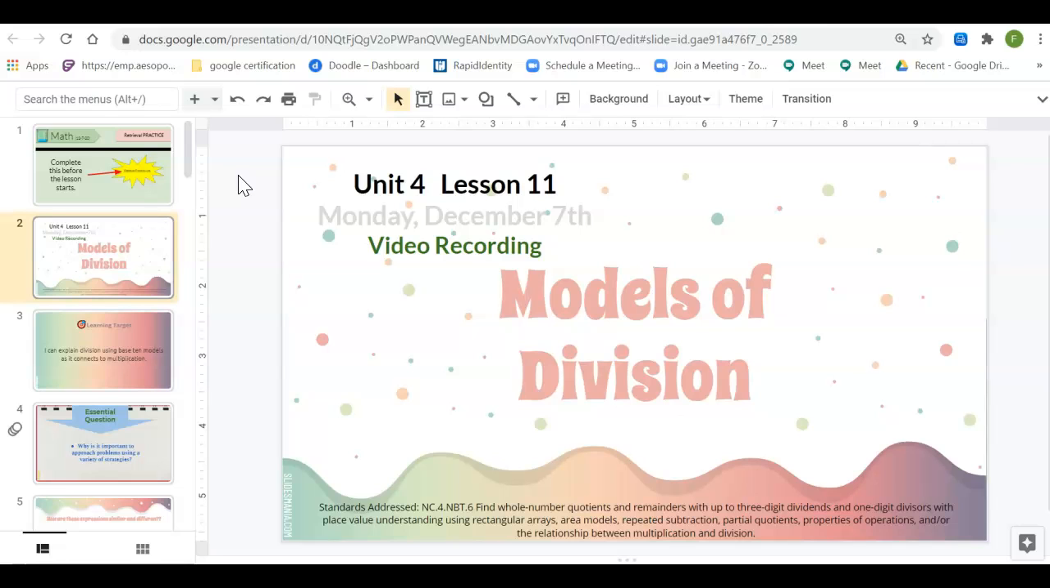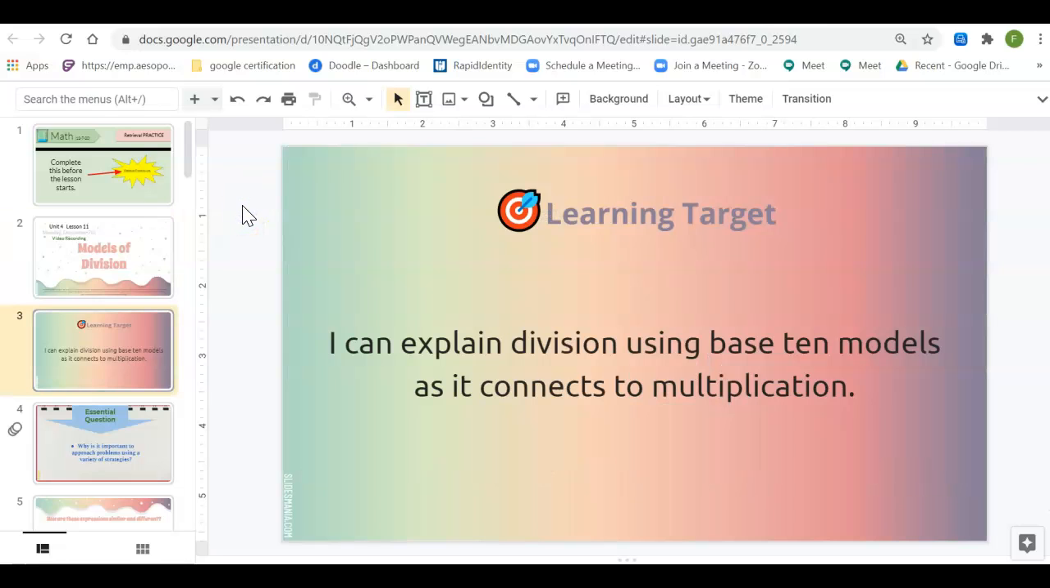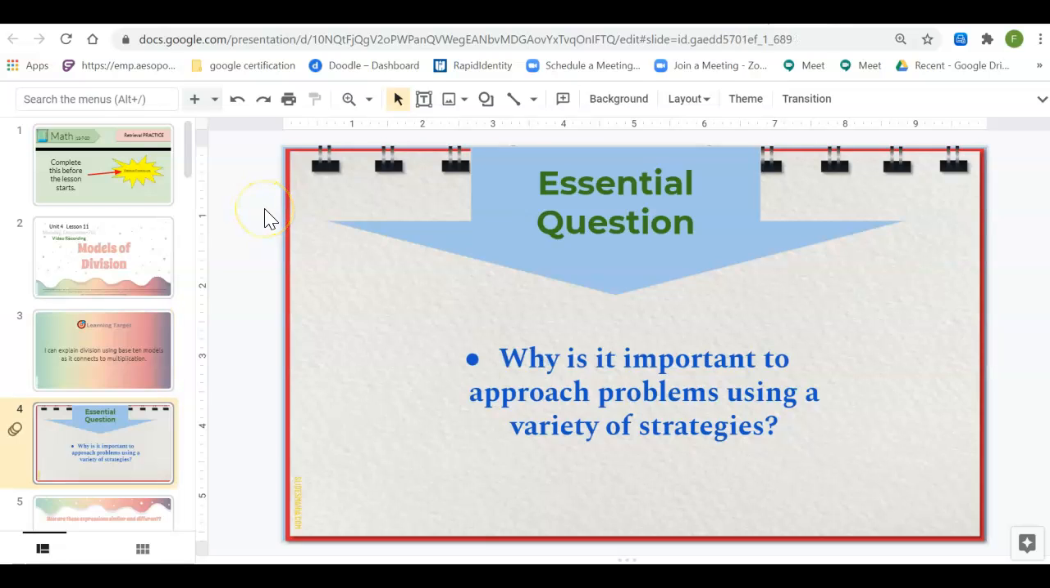All right, so today's lesson is lesson 11. We're starting on models of division. We've done practice with multiplication for the last couple of weeks, and now we're going to be starting with models of division. Our learning target for today: I can explain division using base 10 models as it connects to multiplication. Our essential question for this entire unit remains the same, and we're just continuing to build upon it: Why is it important to approach problems using a variety of strategies?